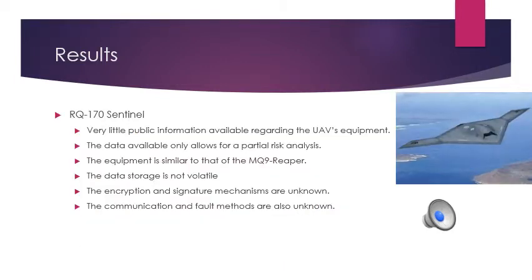The next drone that they tested their scheme on was the RQ-170 Sentinel, and unlike the other two, there is very little public data available for this UAV, and this has to do with the fact that there is an investigation going on that the Iranians claim to have attacked the RQ-170.